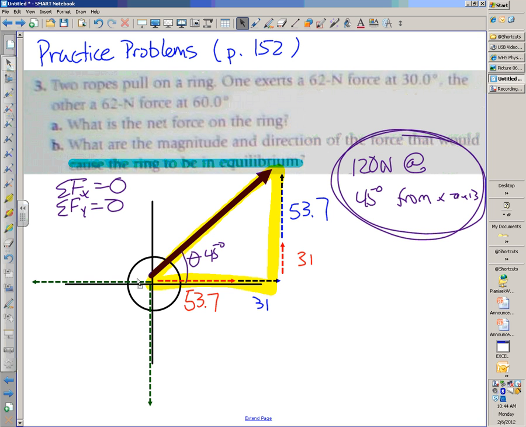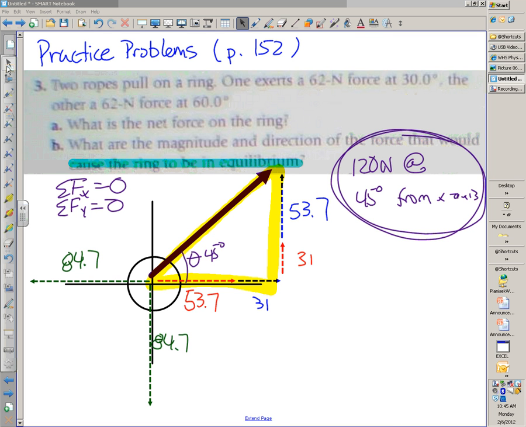We need a force of 84.7 on the x-axis, but pointing the opposite direction. And then we need a force of 84.7 on the y-axis, also pointing in the opposite direction. The force that produces equilibrium is going to be the resultant of those two individual forces.